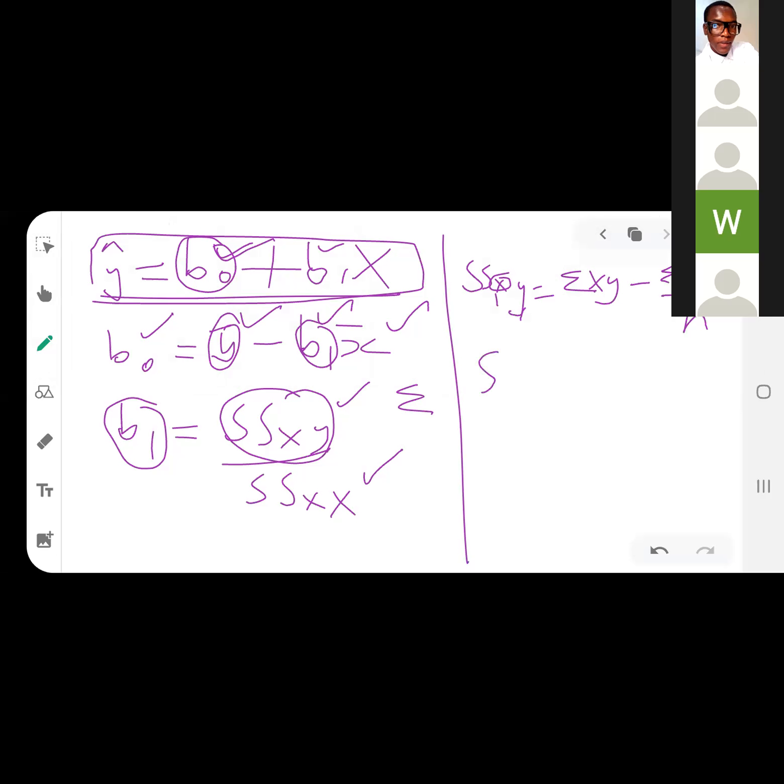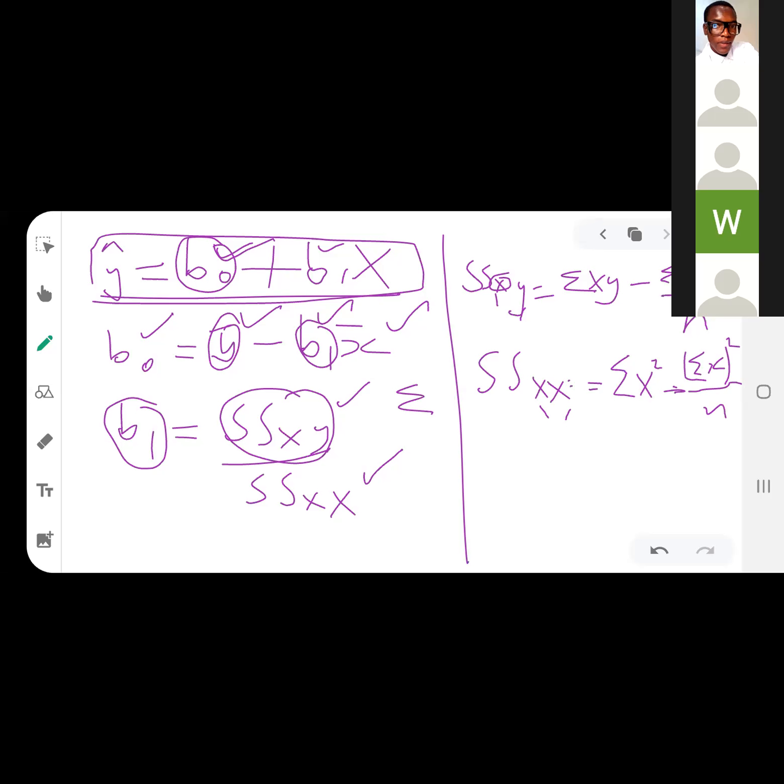And then SSXX, you do the same. The sum of X times X, which gives X squared, minus the sum of X in bracket, squared, divided by N. So you have a minus here. Are we together? So those are the formulae.